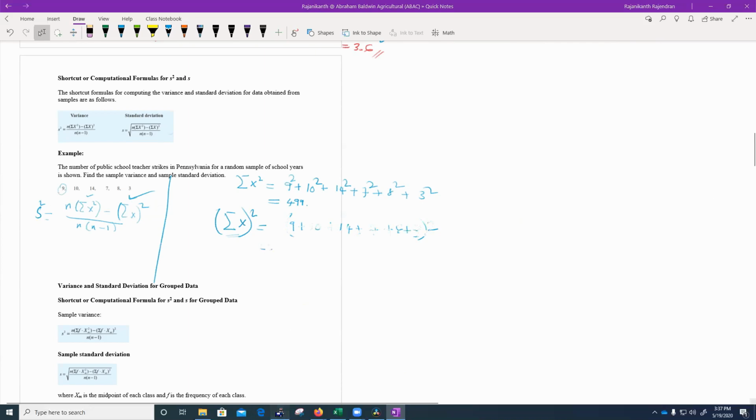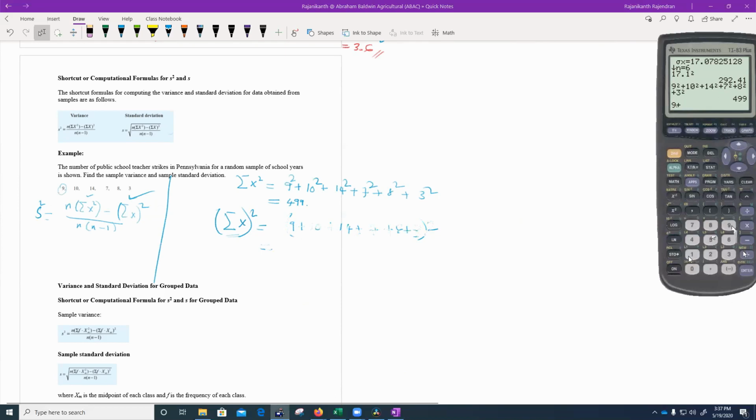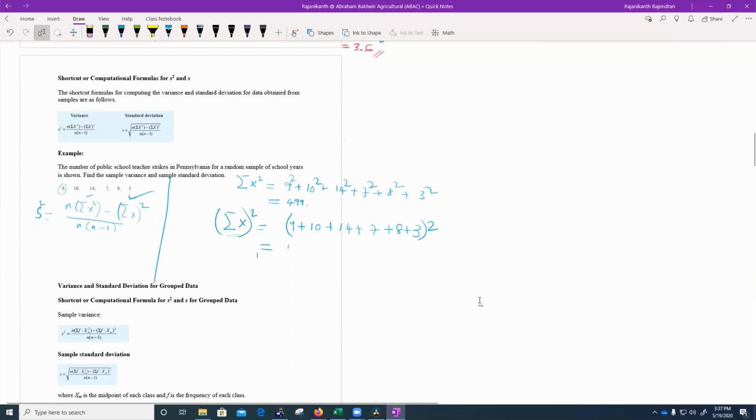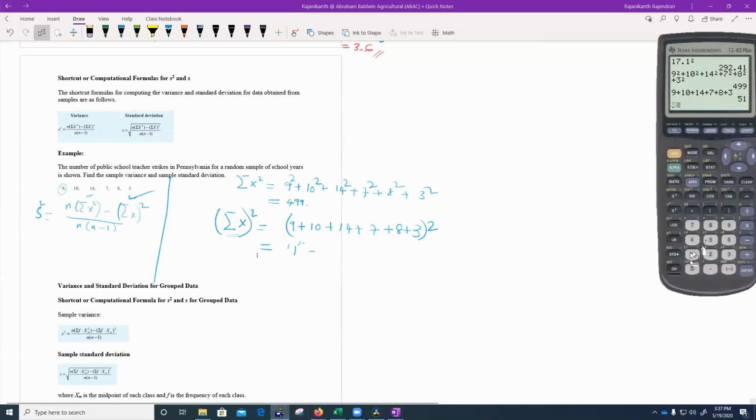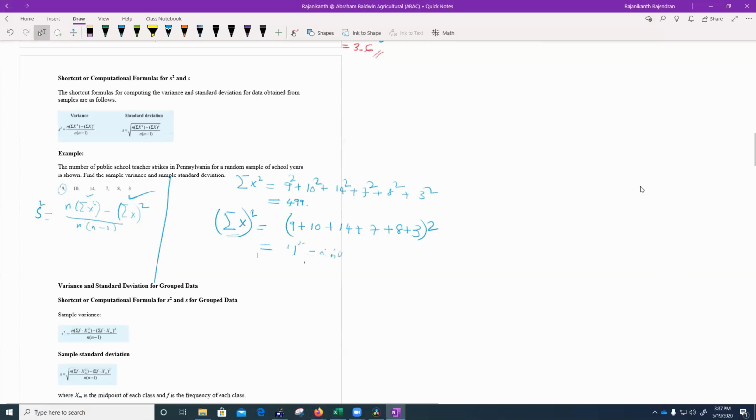Okay, let us find this answer. 9 plus 10 plus 14 plus 7 plus 8 plus 3. Add up, and this is 51, but I need to square that. So that is 51 squared, which is 2601. So I know these two numbers. What is little n here? Little n is the number of data values: 1, 2, 3, 4, 5, 6. This is 6. So you know all the numbers now. Simply plugging these three values into your formula, you will get s squared.